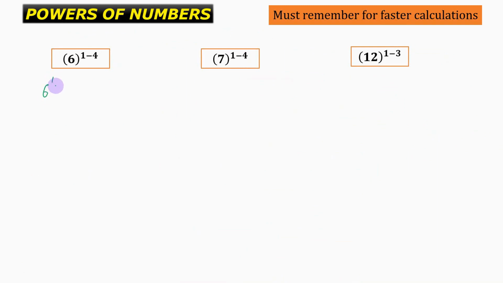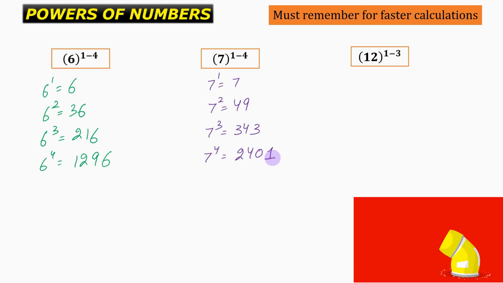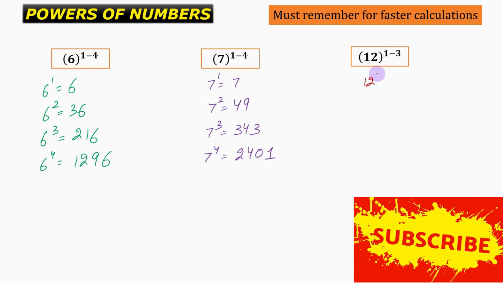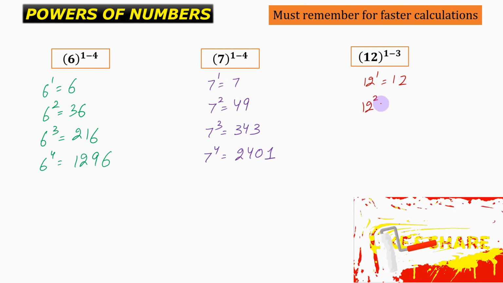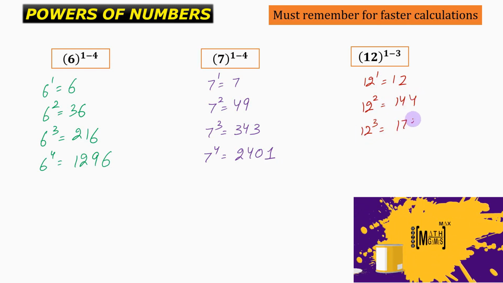Now let us move on to powers of 6, 7 and 12. So 6 to the power 1 equal to 6, 6 to the power 2 is equal to 36, 6 to the power 3 is equal to 216, and 6 to the power 4 is equal to 1296. Now powers of 7. 7 to the power 1 is obviously equal to 7, 7 to the power 2 is equal to 49, 7 to the power 3 is equal to 343, 7 to the power 4 is equal to 2401. And lastly, 12 to the power 1 is equal to 12, 12 to the power 2 is equal to 144, 12 to the power 3 is equal to 1728.